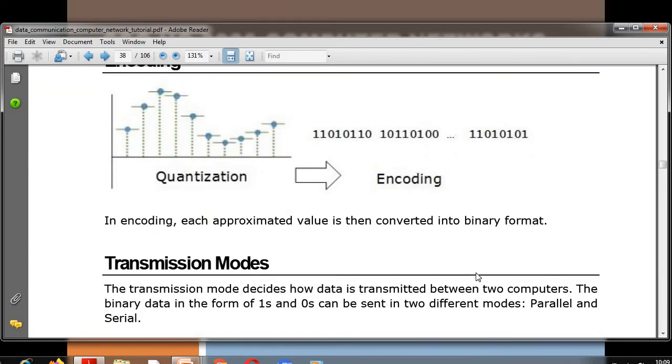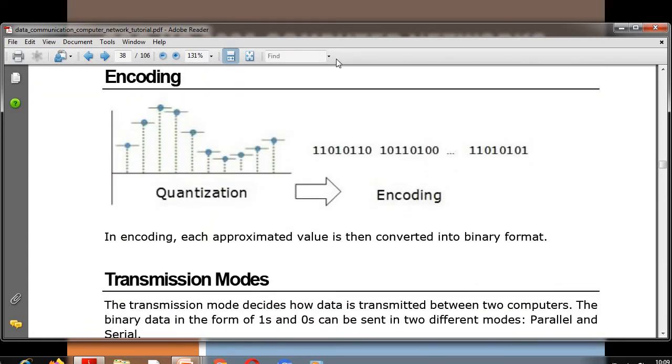Now encoding. After quantization we do encoding, which converts the analog signal into a discrete stream of bits. In encoding, the approximation value is then converted to binary format.